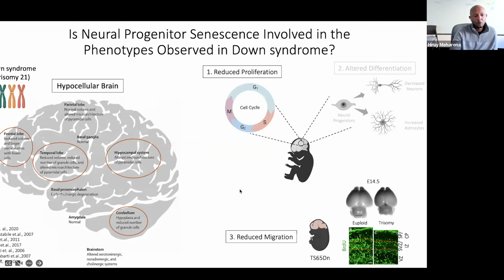Just to give you a brief reminder that some of this hypocellularity in the different brain regions has been associated with proliferation defects as well as migration defects.